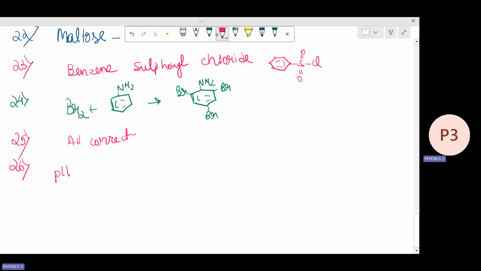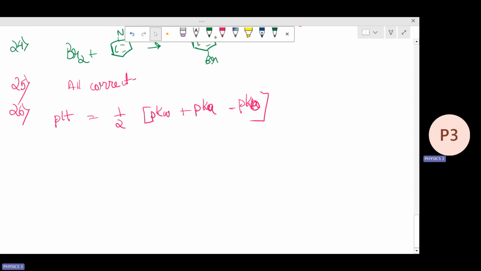26. Easy. They have just asked the formula. The formula is nothing but half of pKw plus pKa minus pKb, which we know by derivation. Please take special care that they are considering both of them as weak. As both of them are weak, this is an easy one to decide.